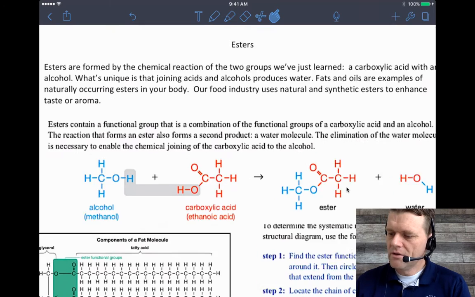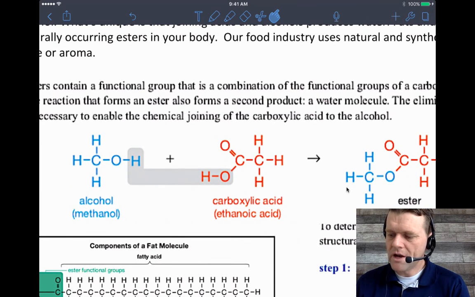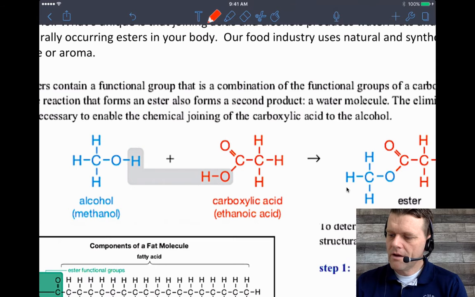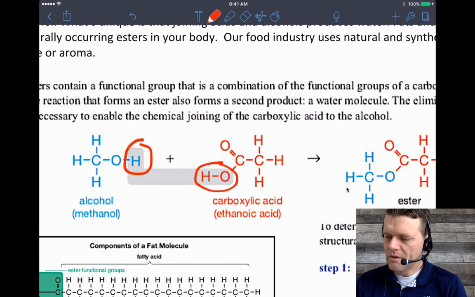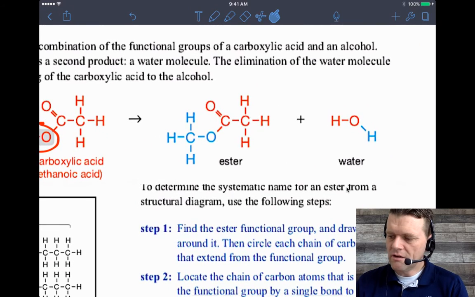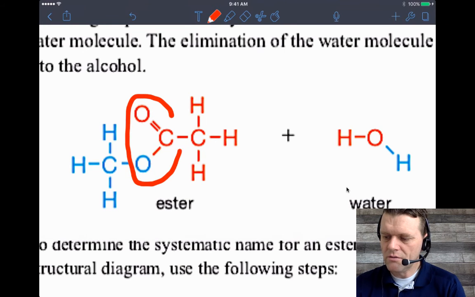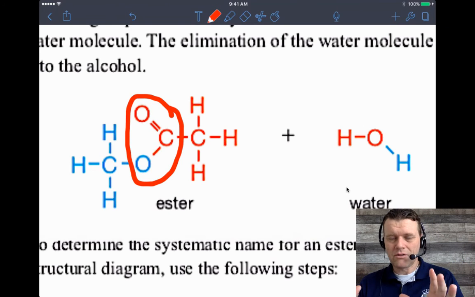So if you look here, this shows an alcohol in blue reacting with a carboxylic acid in red. And what's really clever here is that water will form from this hydrogen here and this OH group, they just come together and make water. And when they do that, the water leaves, as you can see here, it's gone, and then you're left with an ester. Now, the group that you're looking for with an ester is a carbon double bonded to an oxygen and single bonded to another oxygen. That's what you're looking for. If you see that group anywhere in a molecule, you know you have an ester.